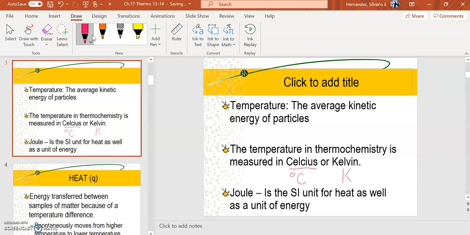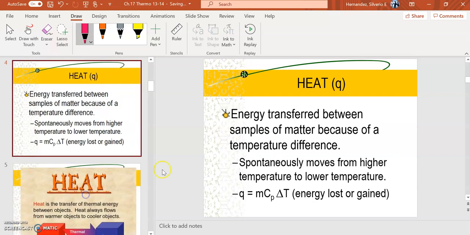How do we measure how much heat is being either absorbed or released through a chemical reaction or a physical change? Well, we measure that in a joule, right? That's how energy is measured. So moving on to the next slide.